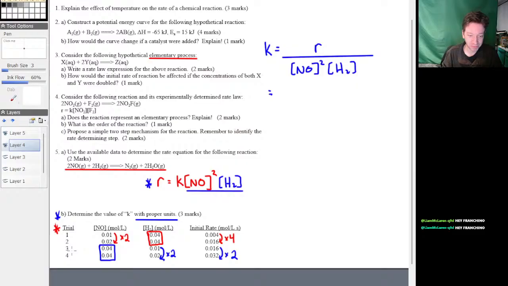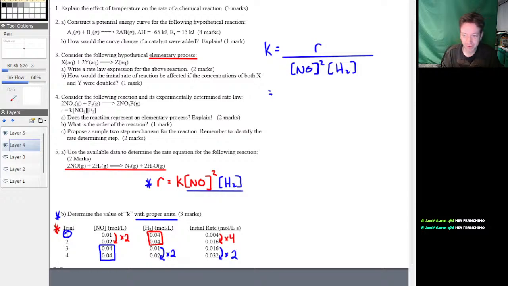Which values are you going to plug in? Doesn't matter. Pick a trial. 1, 2, 3, 4. Anyone in the comments want to pick a trial? 3, 2, 1. No? Okay, it's just me talking. I'll do trial 1 then.